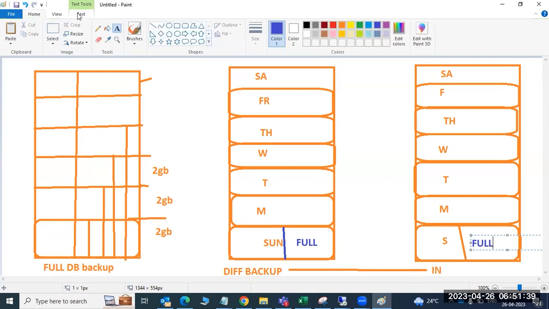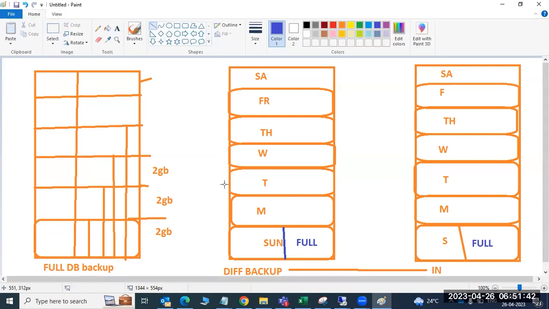When you are taking the differential backup on Monday, it will take the Monday backup. Fine, that is fine. Why? Because it won't take the full backup. Why? Because it's a differential backup. It will take only Monday's one. But after the full backup, whatever data comes in, that data will be backed up.